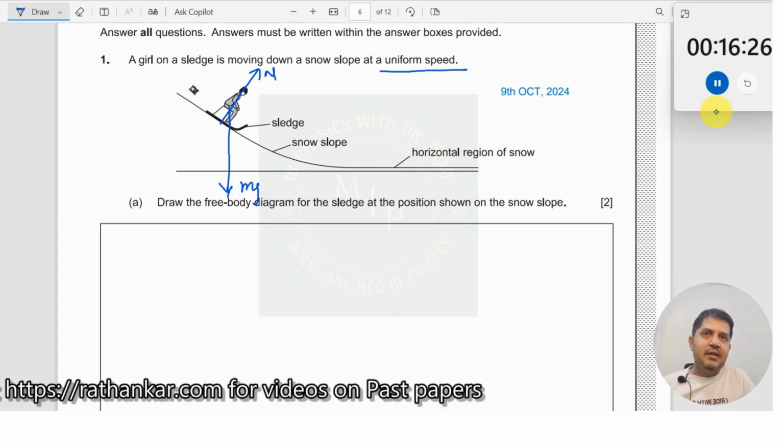So whenever something comes down a slope, it should be accelerated. But when you say uniform speed, there should be a friction also acting like this. Friction here. Okay, so three forces should be very clearly given over here.